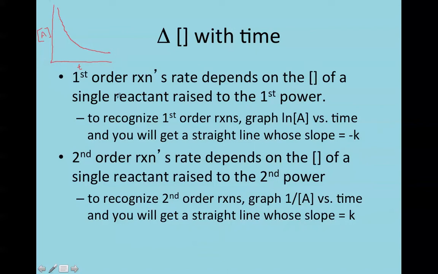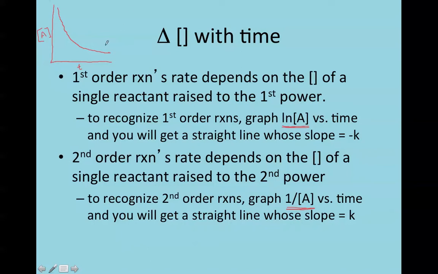On the AP exam, they want you to be able to graphically determine if you have a first order reaction or a second order reaction. The way that you do that is you take the data points that you use to make this graph, the concentration of A versus time, and you graph that in two ways. The first way is you graph the natural log of A versus time. The second one is you graph 1 over the concentration of A versus time. Whichever of these two graphs gives you a straight line tells you what order reaction you have.